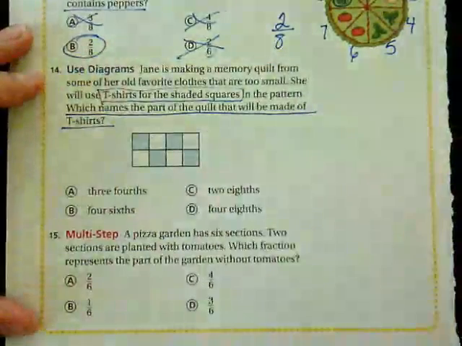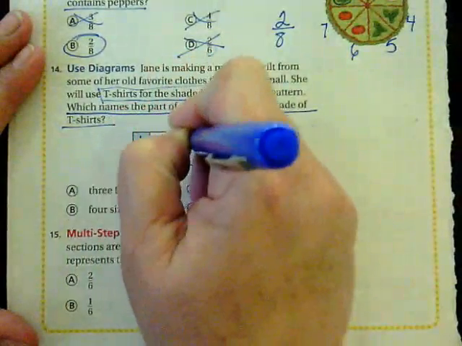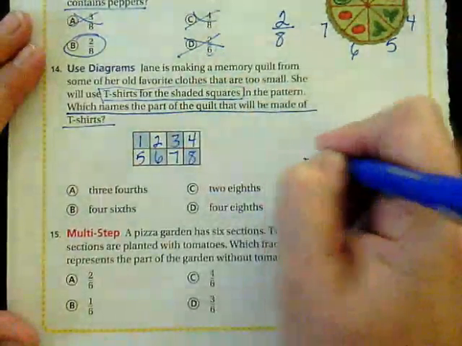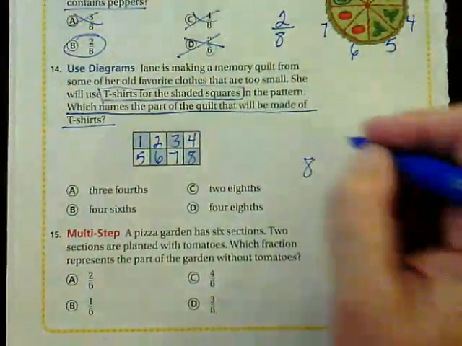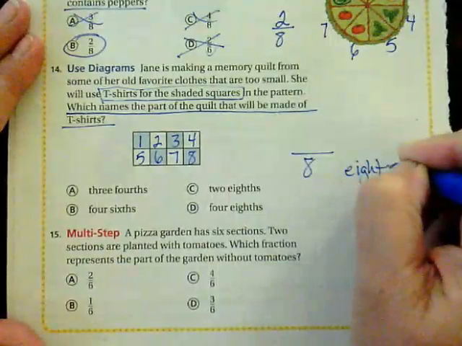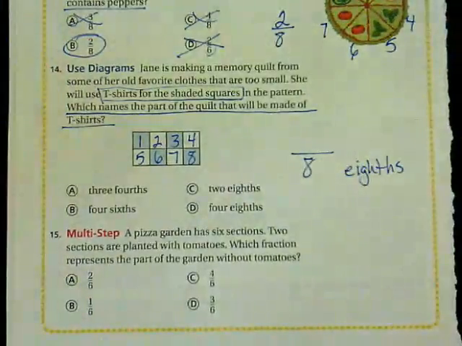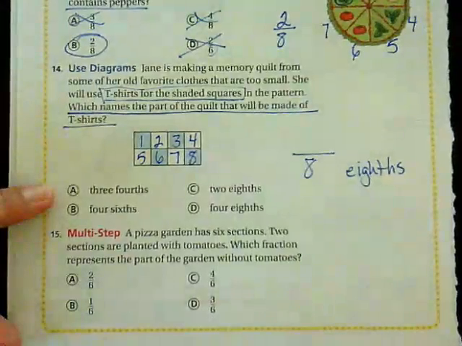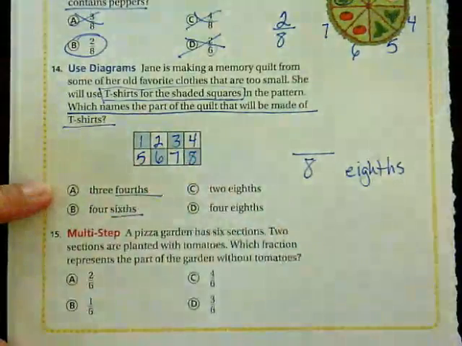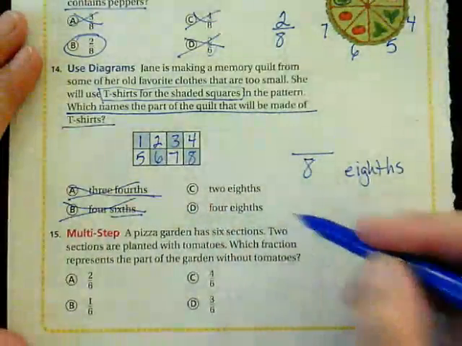Okay, so first I need to find out how many squares I have. I have 1, 2, 3, 4, 5, 6, 7, 8 squares. So 8, whenever it is a fraction, we say it as eighths. You add the THS. So it needs to be something eighths. So can I get rid of any of my answer choices? Yes. This one says fourths and that one says sixths. It's not going to be either of those. So let's get rid of those. Now we have 2/8 or 4/8.